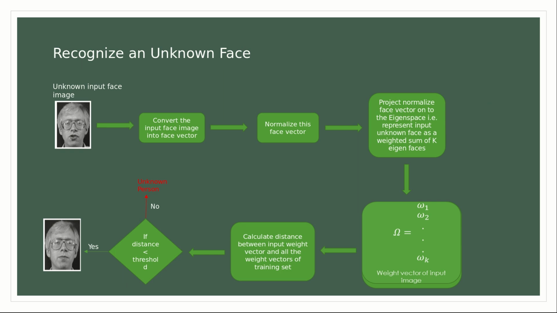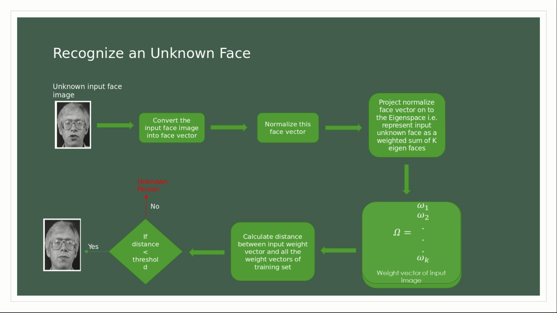So now that we have trained our recognizer, it's time for us to perform the most important function, that is, to recognize an unknown face. Once we input a face image, we convert the face image to a face vector like we have done before, and then we normalize this face vector. What do we mean by that? We subtract the mean face vector from this input face vector. Once it's done, we'll represent the input face vector as a weighted sum of the k eigenfaces. This will give us a weight vector for the input face image.